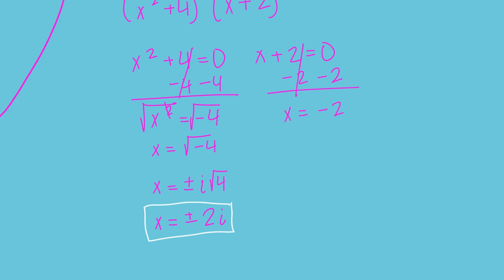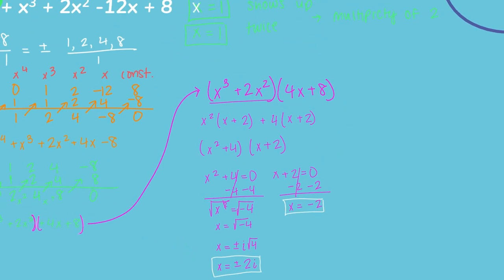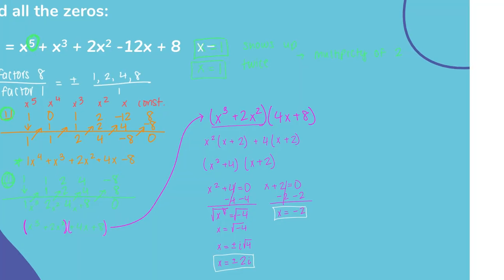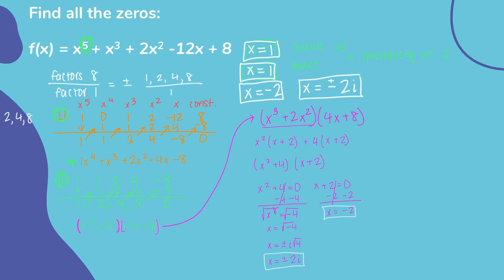So I'm going to go ahead and write my answers at the top. Keep in mind, we already found 2 of them. We had x equals 1. We also had x equals 1. That's 2 answers. Then I have x equals negative 2, which we just solved for. That's 3. And then my last 2 is x equals positive and negative 2i. So that's a total of 5 answers. Again, look back at your exponent. My highest degree is 5. I need to have 5 answers: 1, 2, 3, 4, and 5.